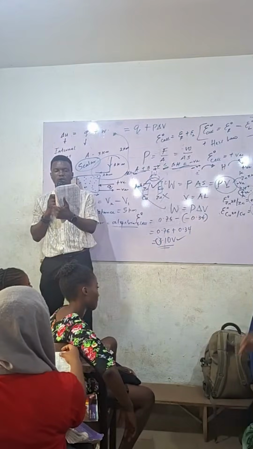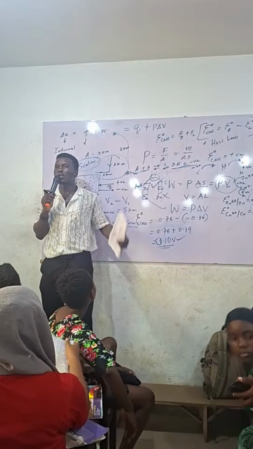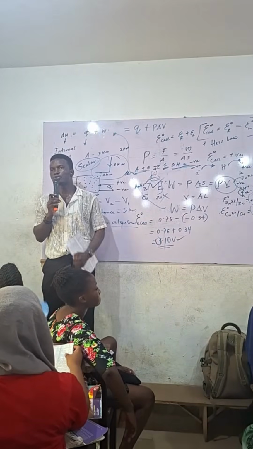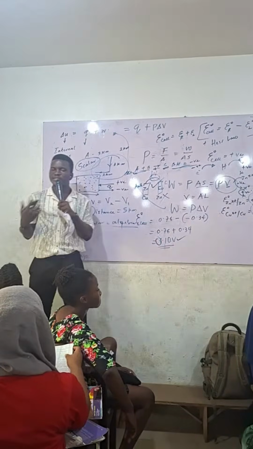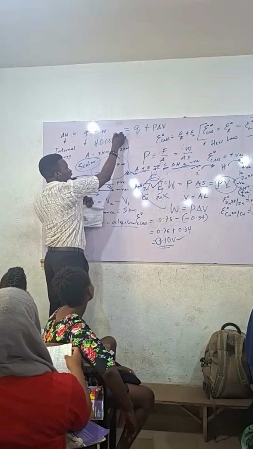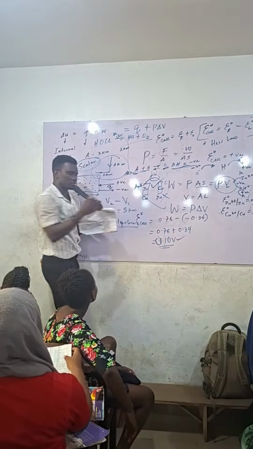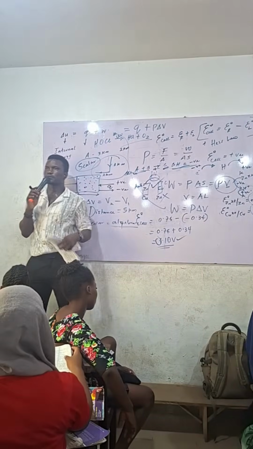When you expose chlorine water to air, to sunlight, what do you produce? HCl and oxygen. This is chlorine water. When you expose it to sunlight, you get HCl and oxygen. Next question.